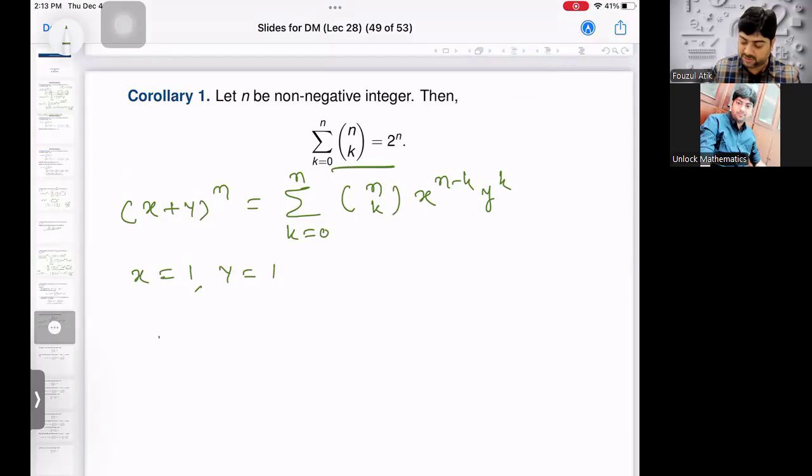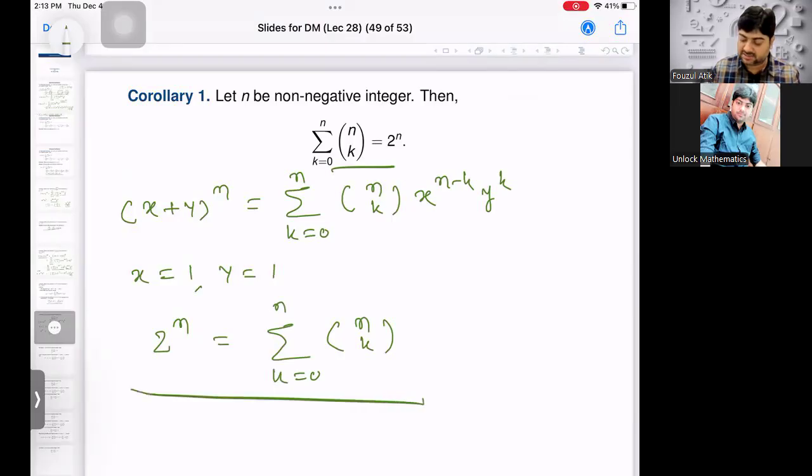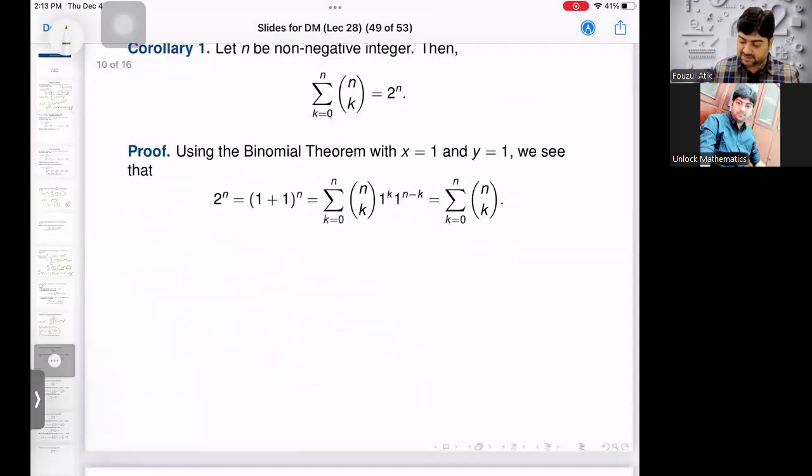So the left hand side will be 2 to the power n, equal to the summation of k equal to 0 to n nCk into 1 to the power n minus k into 1 to the power k. That value is 1 only. So I actually got the answer. This is our statement. You could prove it easily. Right? Easy? Okay.